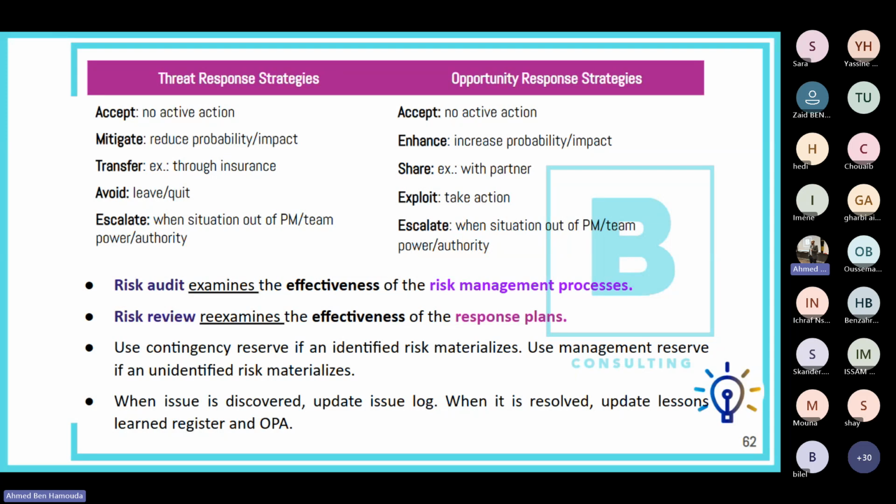For opportunities, we also have five response strategies. Either accepting the opportunity without taking any active action, or enhancing, trying to increase the potential impact or the probability, or you can share it with a partner company or partner project. You can simply exploit it by taking action, or in case the opportunity is out of your scope or authority, then you can escalate it. And remember, for threat or opportunity, once you escalate, no further work is requested from you. Nothing further you can do. Please remember that.